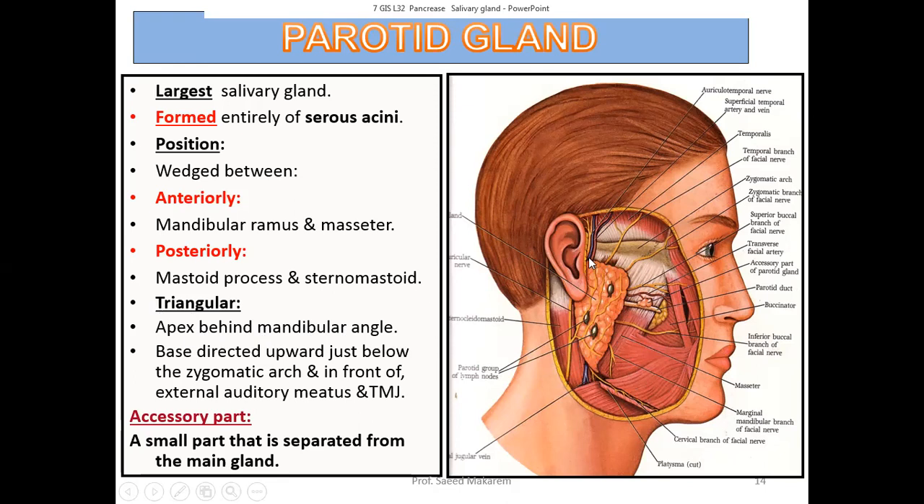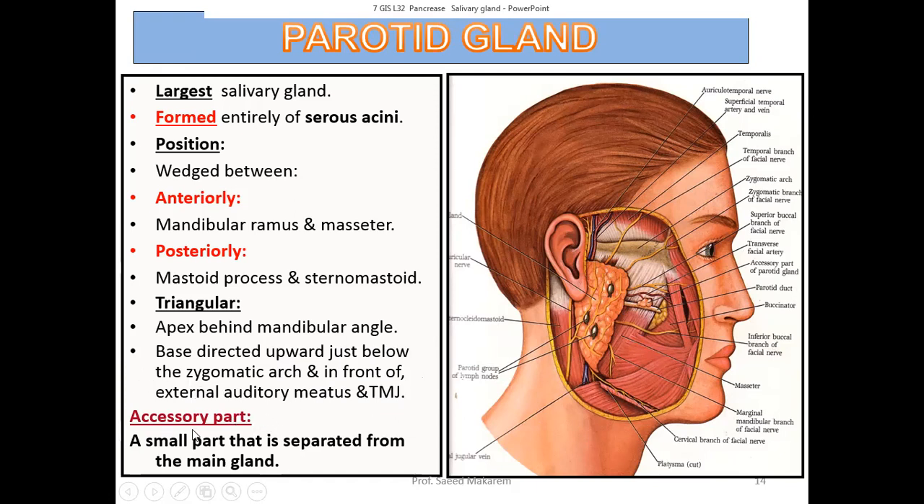The base is directed upwards, as I showed before. This is the base upward just below the zygomatic arch. Here is the zygomatic arch, the bony part. So it is present just below the zygomatic arch and in front of the external auditory meatus as well as the TM joint. The external auditory meatus is the opening in the ear, and the TM joint is the joint between the mandible and the temporal bone. That is called the temporomandibular joint or TM joint. So these are some of the important relations.